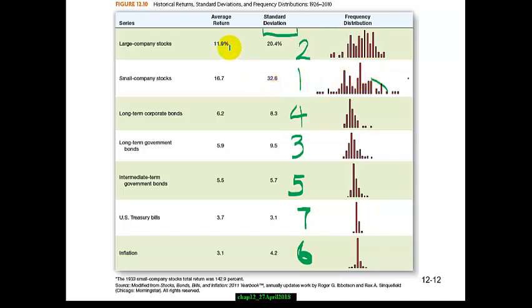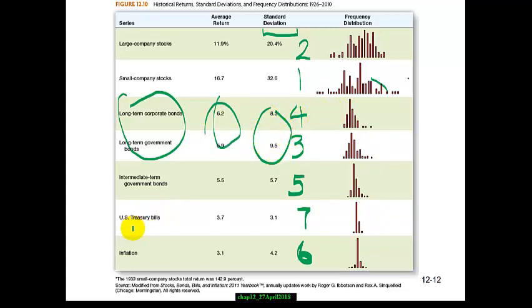Also, typically, the higher the standard deviation, the higher the average returns, except for two pairs among these 7 securities. One is these two, long-term corporate bond versus long-term government bond. The order is reversed. Then there is treasury bill and inflation.